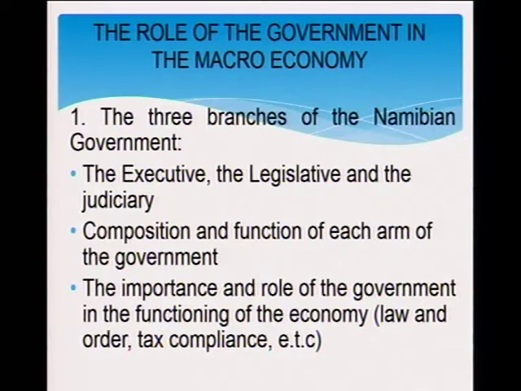And what is important to the economy in this course is the importance and the role of the government in the functioning of the economy. And how important is the government in the functioning of the economy? When we look at things like law and order, the compliance to taxation, for instance, if there is no tax compliance, then the economy wouldn't function as well as it should function. So the government is there to ensure that there's compliance in terms of taxation and there's compliance in law and order. This is very important, and this is the link between the government and the economy. The government is there to make sure that the economy works.